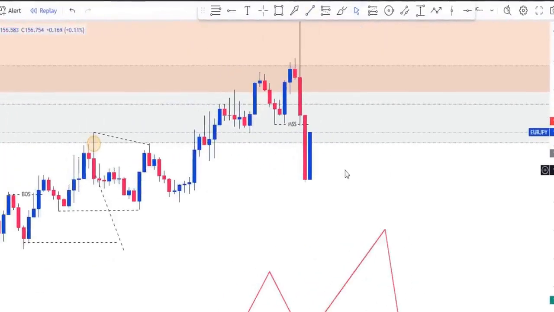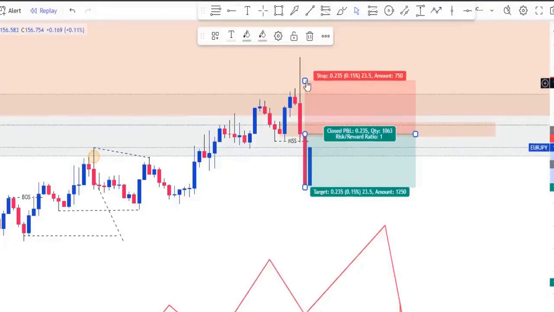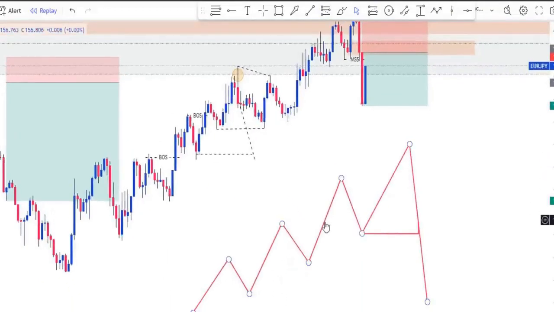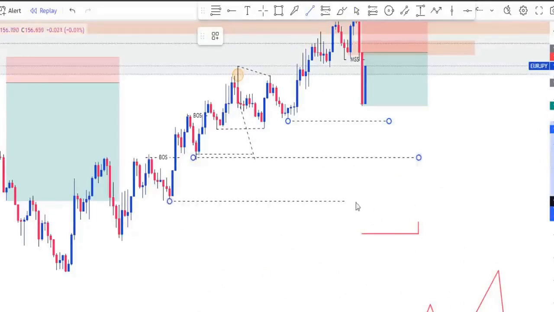And now as price comes back, this is a breaker block. This guy is a breaker block. So these are the kind of places I want to take my trade. I want to go short from here, this breaker block, and my stop loss is where? Here. And my target will be below all these lows, because these are places where liquidity is. Below all these lows are targets.